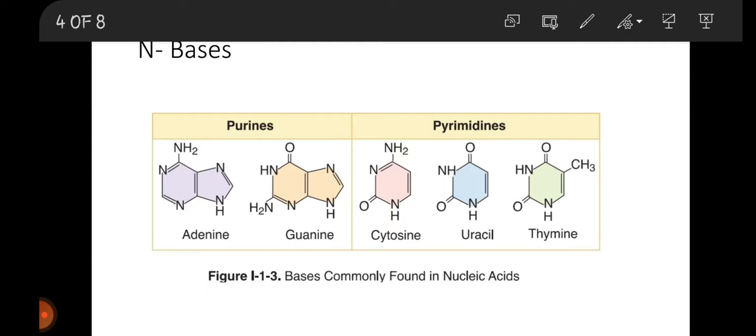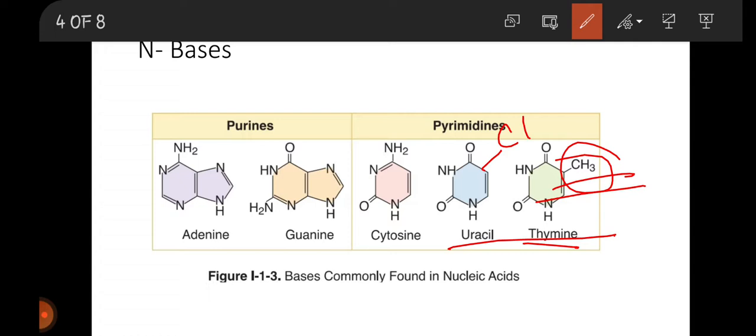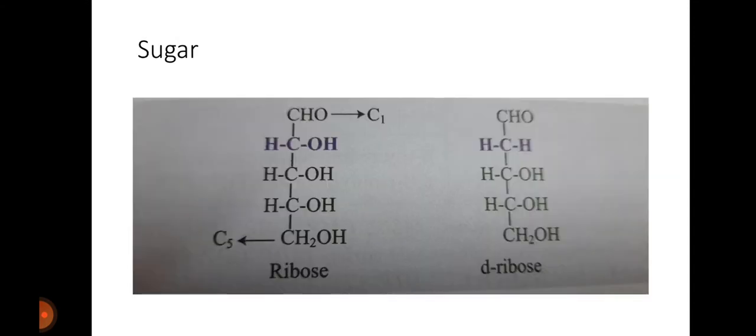Now how will you differentiate uracil and thymine? You can see that uracil doesn't have any methyl group, but thymine has a methyl group, and that is your key point to differentiate uracil and thymine. When you add a methyl group to uracil, it becomes thymine. Interesting, right? I think I have already said everything you need to know about the nitrogen bases, so I'll move on to the next slide.